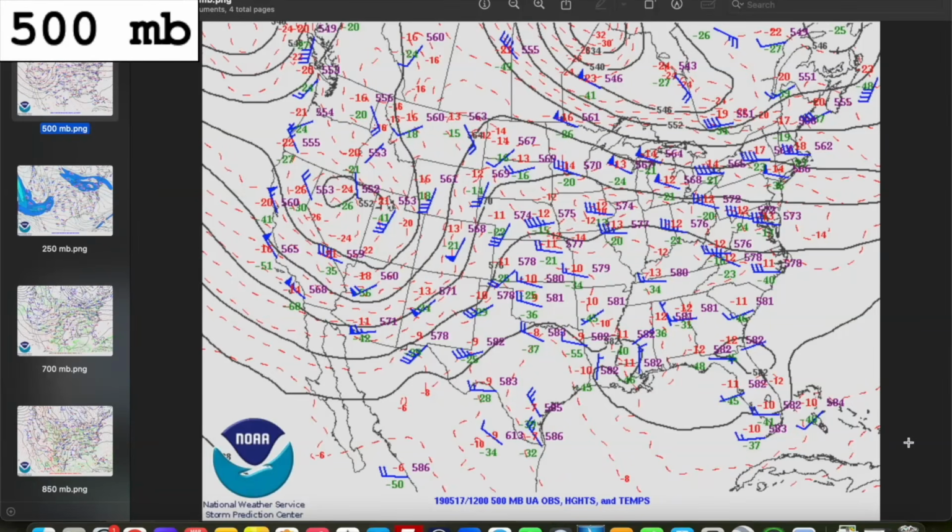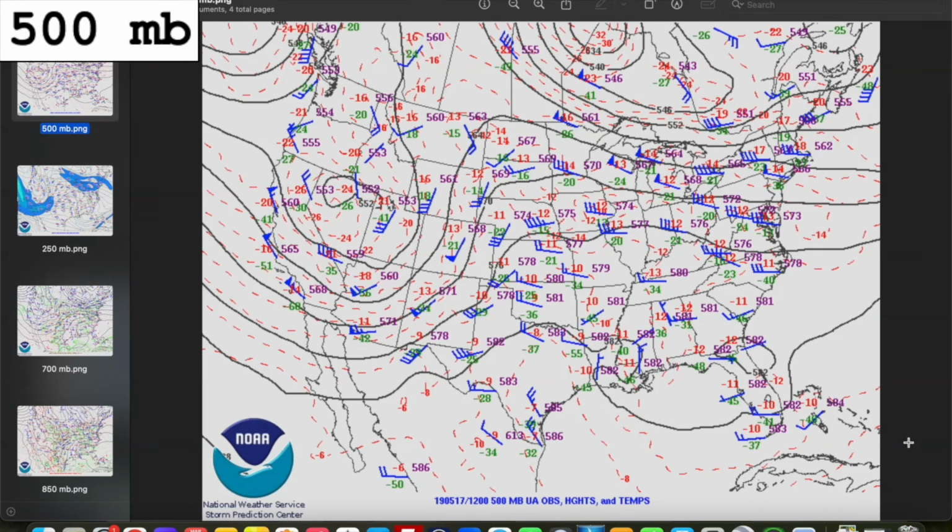Most forecasters use a top-down approach to forecast severe weather, where they start with the highest level of the atmosphere and go all the way down to the bottom in succession. I like to start at 500 millibars because it really gives us a good idea of the overall background pattern, and we can make a lot of assumptions just by looking at the 500 millibar map.